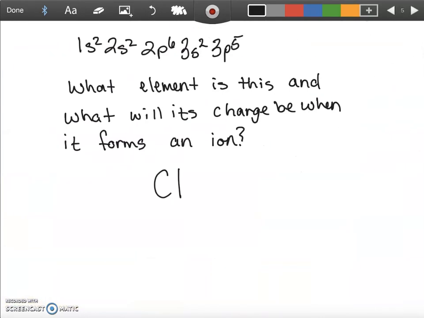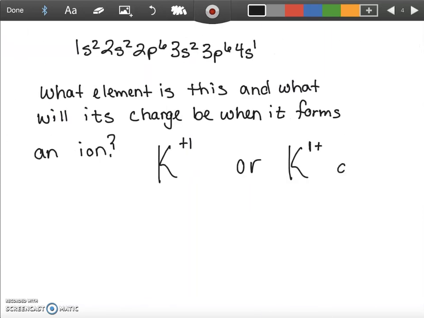So we can write chlorine as Cl -1, or Cl 1-, or, because it's a 1, you could just do Cl-. Either one of those work. You can only do the minus sign without the number if the charge is 1. So we could just as easily have done this with potassium. Either one of those work. And again, you can only leave the number off if the number is 1.